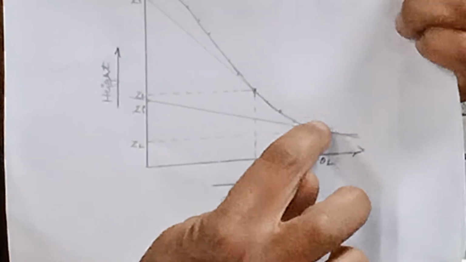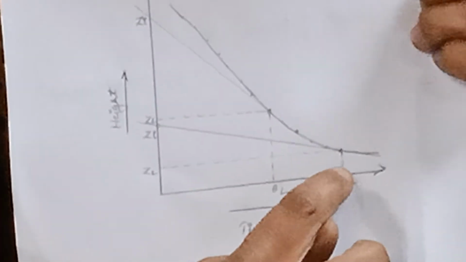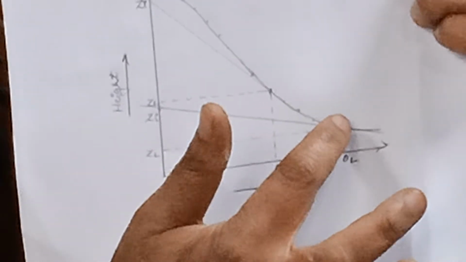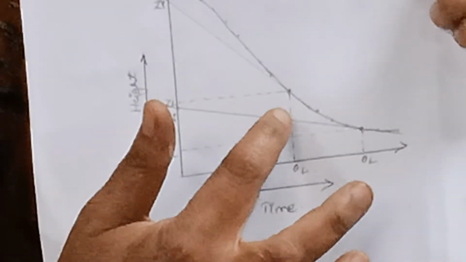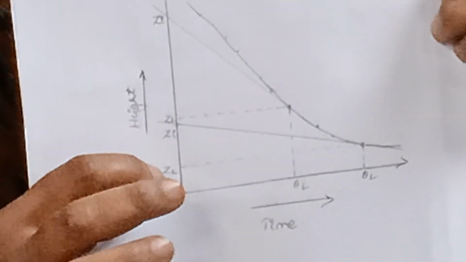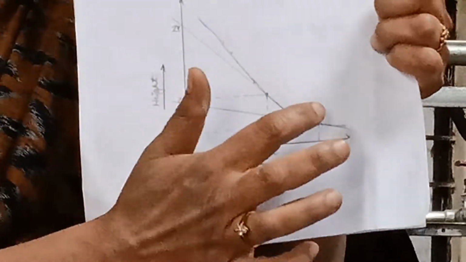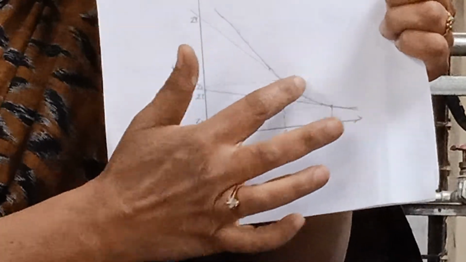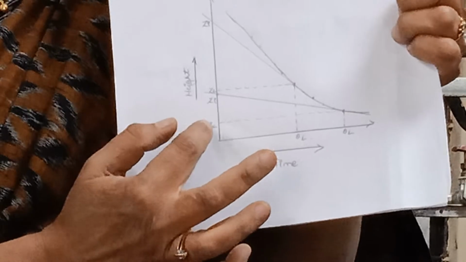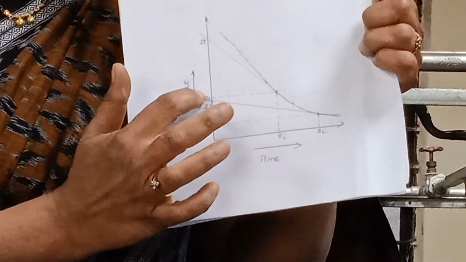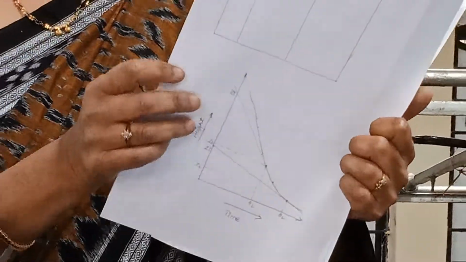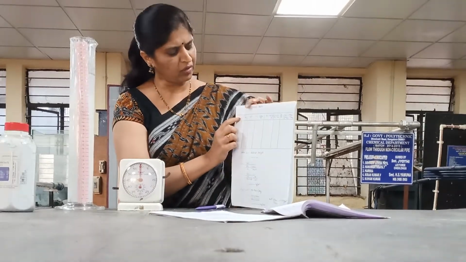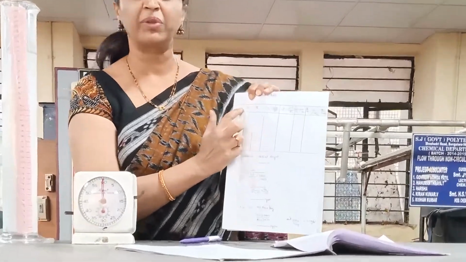So the corresponding point in the vertical, you have to draw the vertical line. Wherever it touches the x-axis will give you theta L value. And corresponding to that point, you have to draw a horizontal line. Wherever it touches the y-axis, that will give you ZL value. So by drawing the tangent and by drawing the corresponding vertical and horizontal lines to that point, you will have the values of ZL, theta L and Zi from the graph. So you have got ZL and theta L and Zi values from the graph.